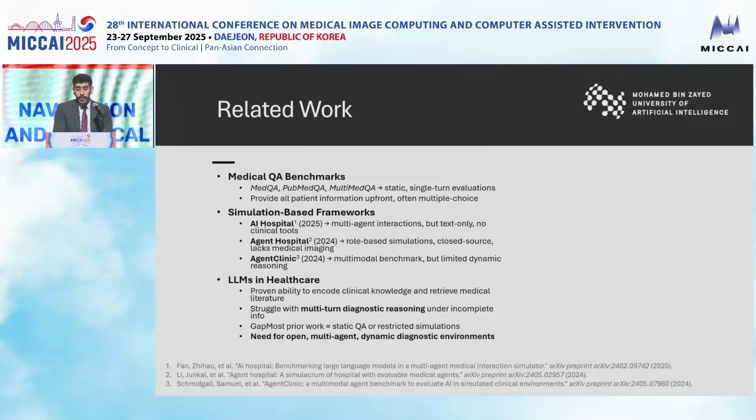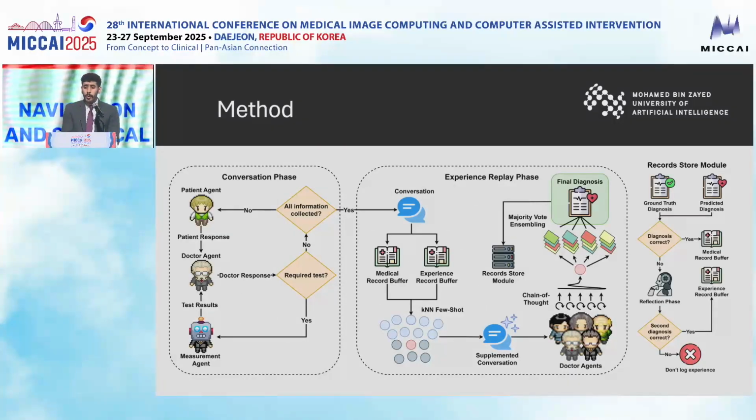With that gap in mind, let me show you how we designed our pipeline. So our framework has basically two main phases. The first is the conversation phase you see here on the left. Basically, the doctor agent interacts with the patient through multi-turn dialogue. The patient describes symptoms, and the doctor must decide what to ask next, whether to order a specific test or not. And very importantly, the measurement agent only provides the results when specifically asked by the doctor.